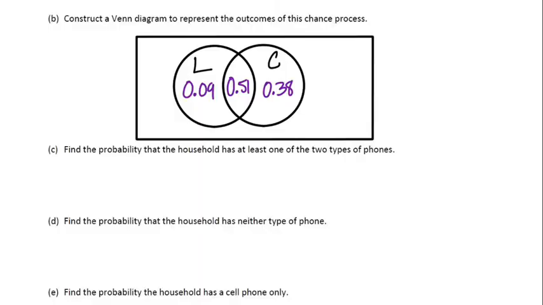So 0.38 for cell phone but no landline. And then now everything is done except for what percent of people have neither. We could write a percentage out here for the people that don't fall underneath the cell phone or the landline category either. So what percent have neither?